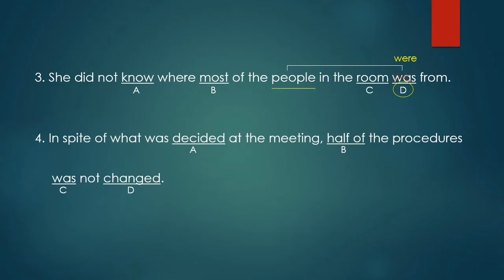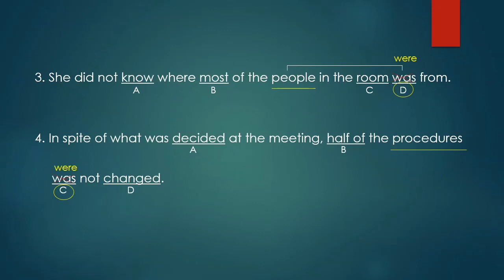Question number 4. In spite of what was decided at the meeting, half of the procedures was not changed. The answer is C, was, because the subject half of the procedures is in the form of expression of quantity, and the object of preposition is in the form of plural noun, procedures. So, the verb should be in the form of plural by using were. The correct sentence is, in spite of what was decided at the meeting, half of the procedures were not changed.